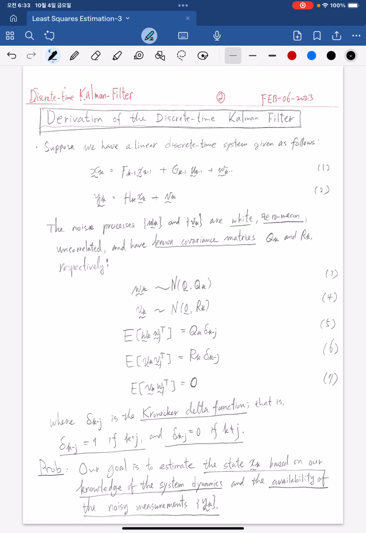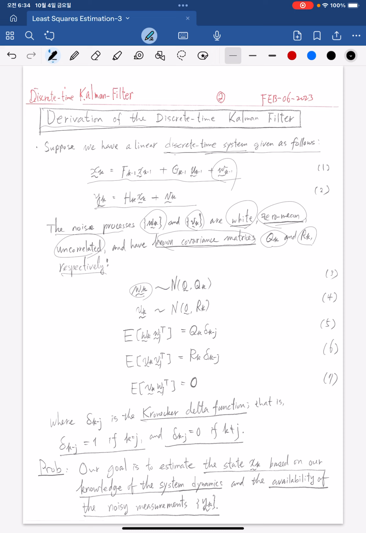Derivation of the discrete-time Kalman filter에 대해서 알아보겠습니다. Suppose we have a linear discrete-time system given as follows: x_k = F_{k-1} x_{k-1} + G_{k-1} u_{k-1} + w_{k-1}, y_k는 H_k x_k + v_k인데 여기서 noise process w_k and v_k are white, zero mean, uncorrelated, and have known covariance matrices Q_k and R_k respectively.